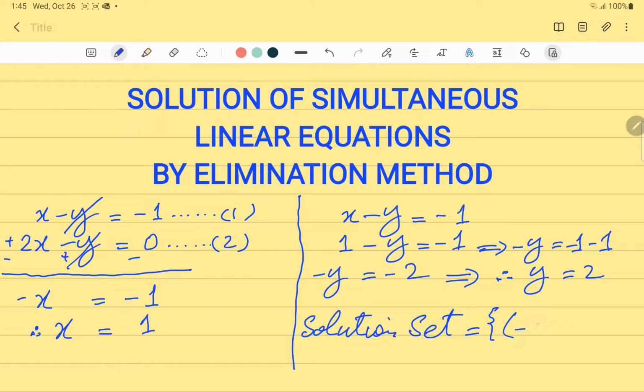So our solution set in this case is x is 1 and y is 2. Get the answer of this question.